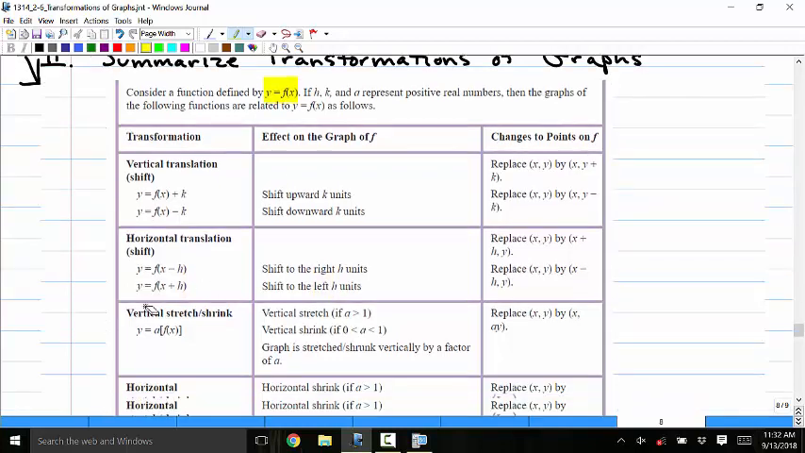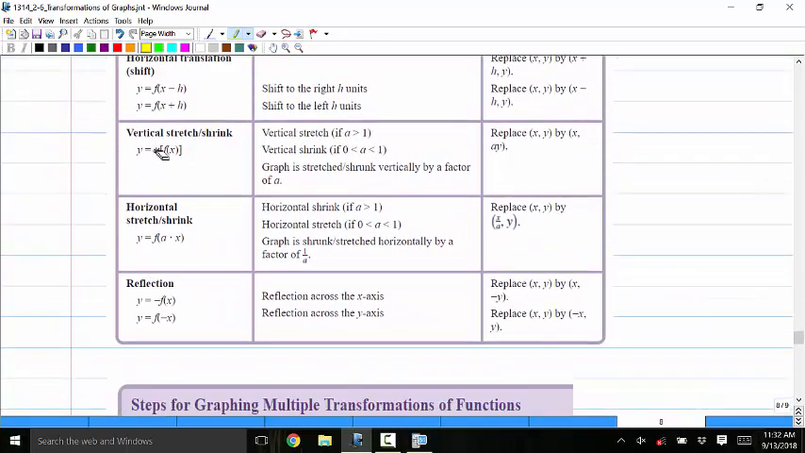Then we had vertical shrinking and stretching. You did a times the parent function. If a was bigger than 1, you had a vertical stretch. If a was between 0 and 1, you had a vertical shrink.